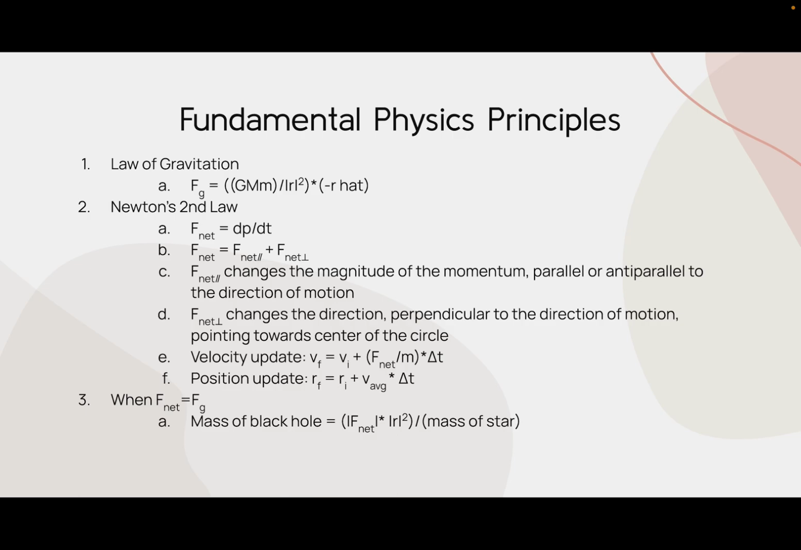F net parallel changes the magnitude of the momentum, and it is either parallel or anti-parallel to the direction of motion, while F net perpendicular changes the direction and is perpendicular to the direction of motion, pointing towards the center of the circle. The velocity and position update formulas are also necessary, and are stated below. Also, when F net is equal to the law of gravitation, the mass, big M, is equal to F net times the magnitude of r squared divided by the mass of the star. That's basically rewriting the law of gravitation equation.